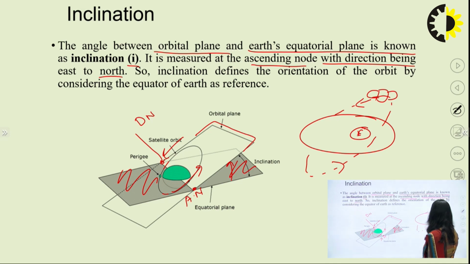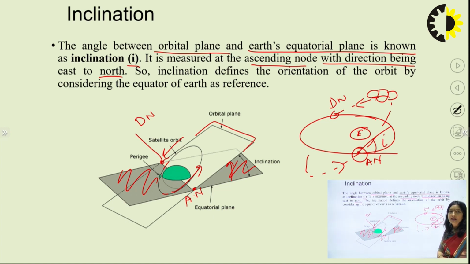This is Earth. So here you can see, students, there is one point here and one point here. There are two points of intersection. This is the ascending node and this is the descending node. Okay, so inclination angle means the angle between this and this. This is the inclination angle, and we calculate this inclination angle at the ascending node. This is fixed, provided the direction will be from east to north.